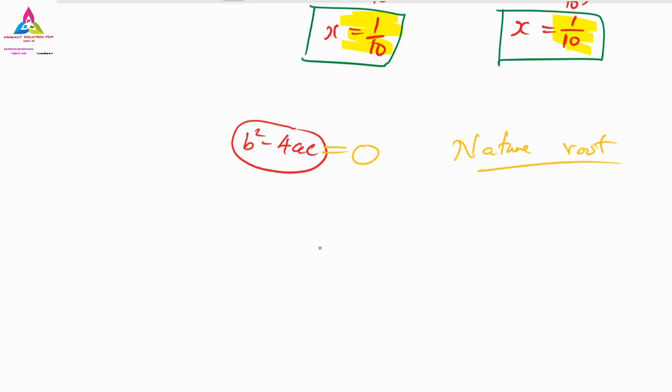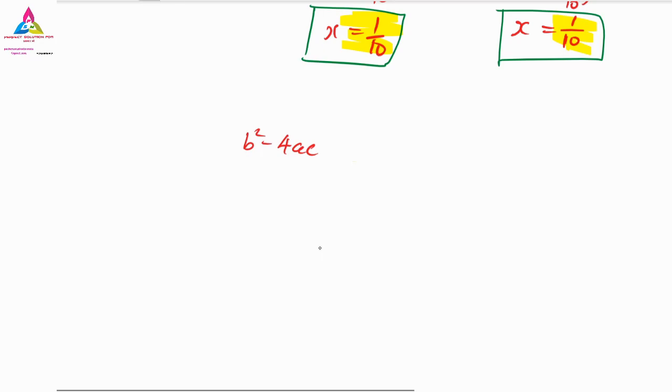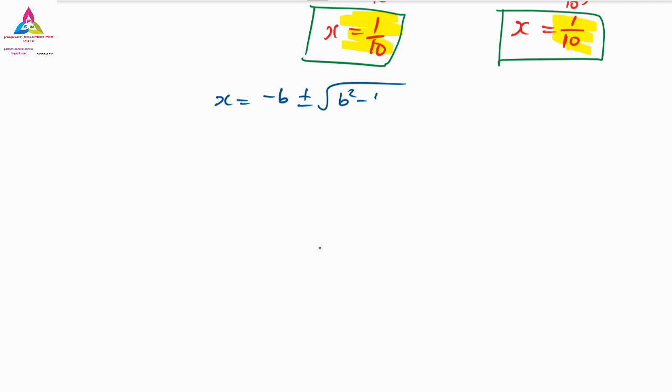Okay, if the final answer of this b square minus 4ac is 0, then it is an equal root. Sometimes there are three conditions. I just want to give a glance, an introduction. In the next class I will explain what is nature of root and all. There are three conditions. First I will write the formula: x is equal to minus b plus or minus root b square minus 4ac divided by 2a. This is the formula, and inside the square root we have b square minus 4ac. So I will take only b square minus 4ac. There are three conditions possible.